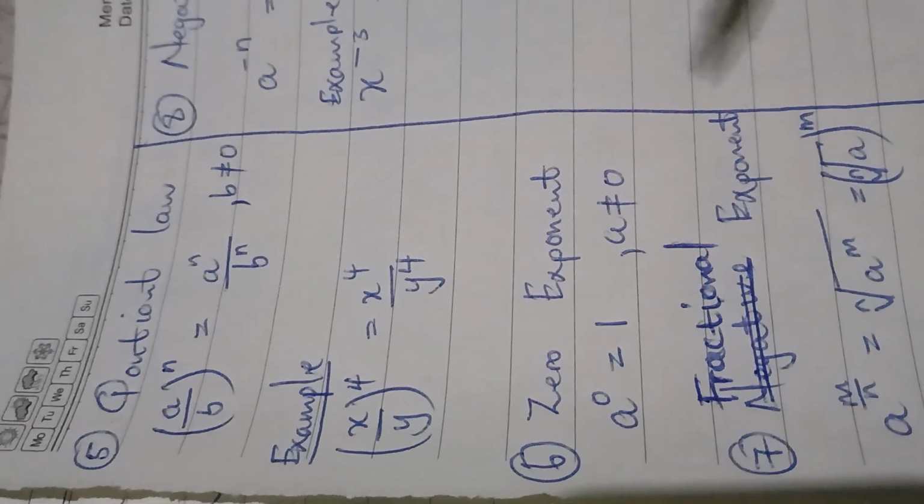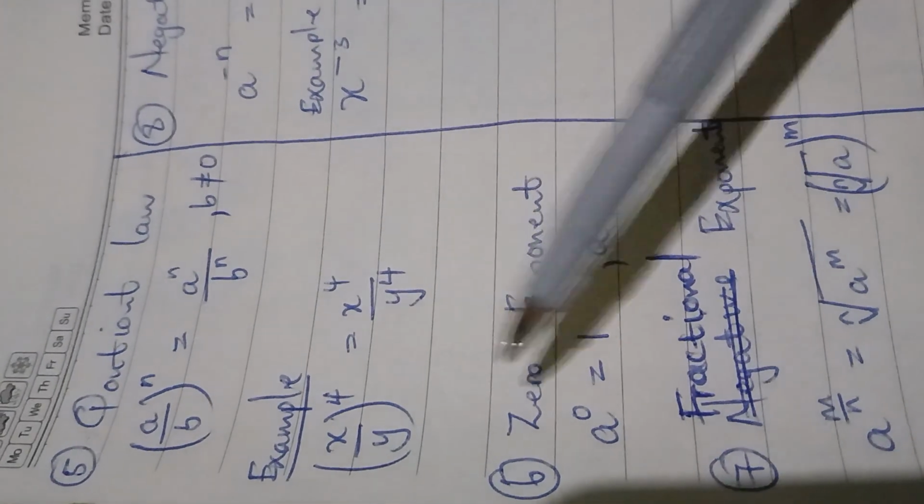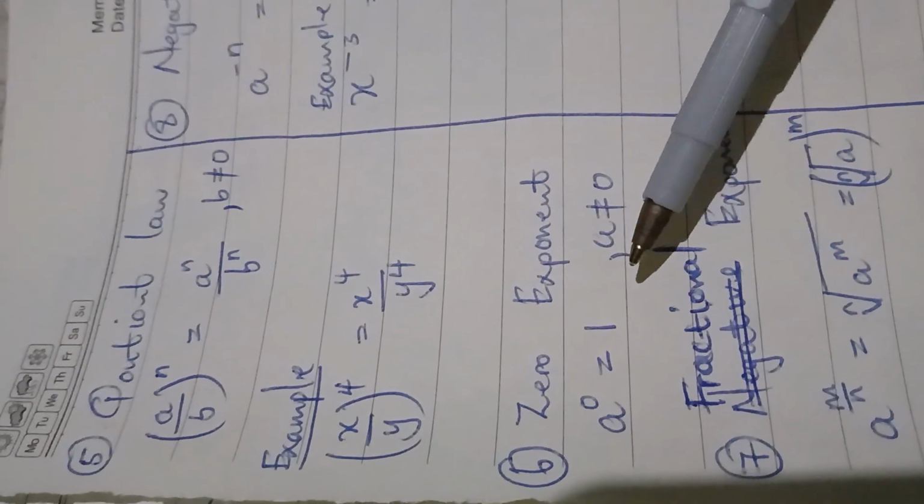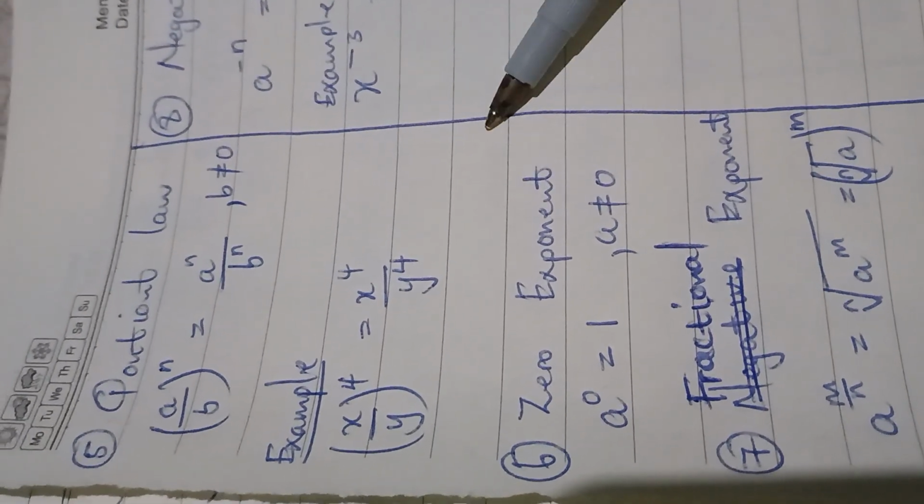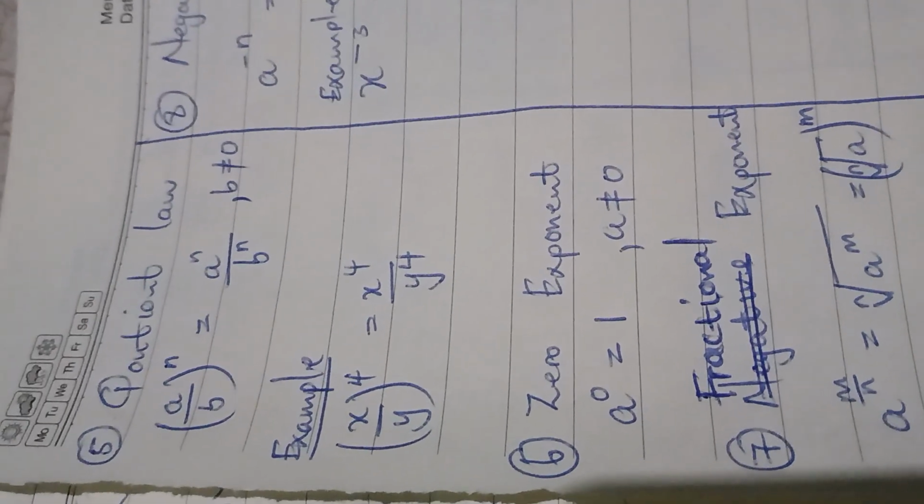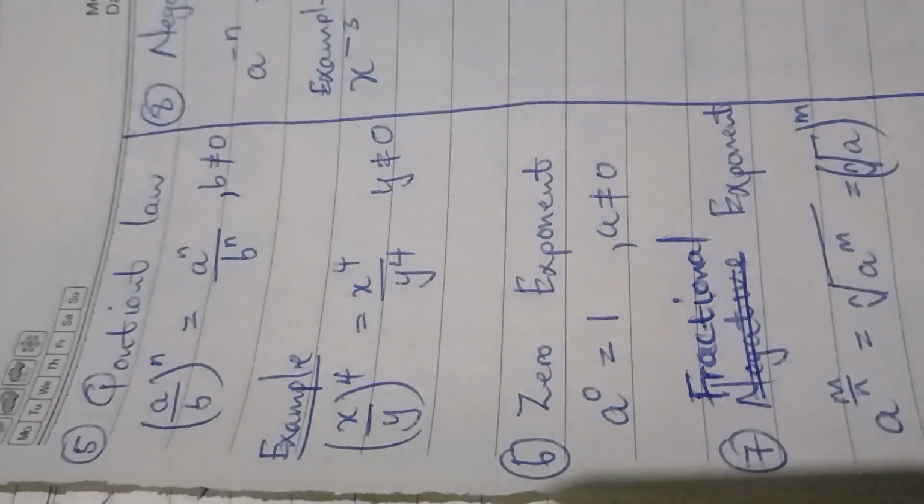undefined. So in an example, x over y to the power 4 is equal to x to the 4 over y to the 4, as stated by the law, for y is not equal to 0.